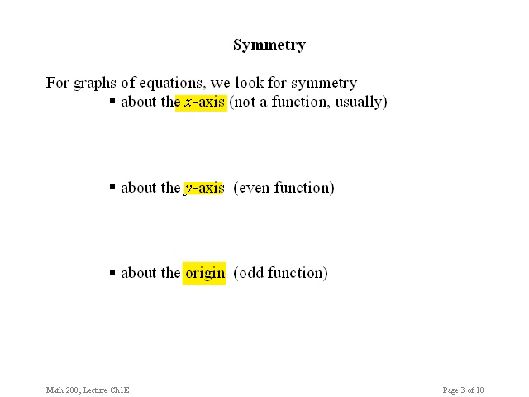For symmetry about the y-axis, if the equation is also a function, if the relation is a function, then we call it an even function. If it's symmetric about the origin, then it's called an odd function.